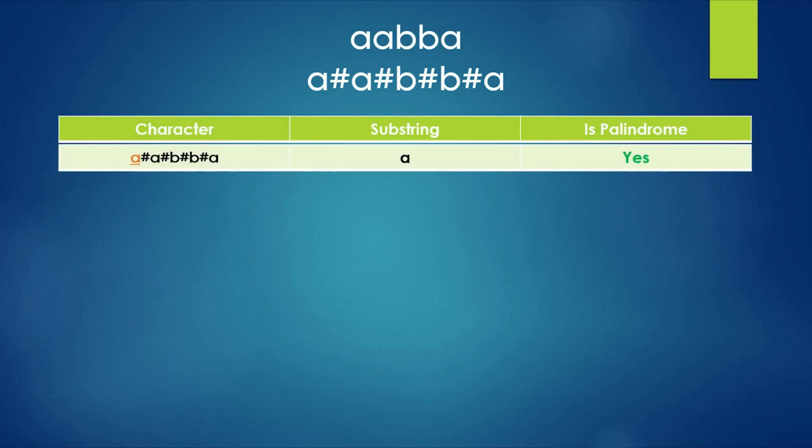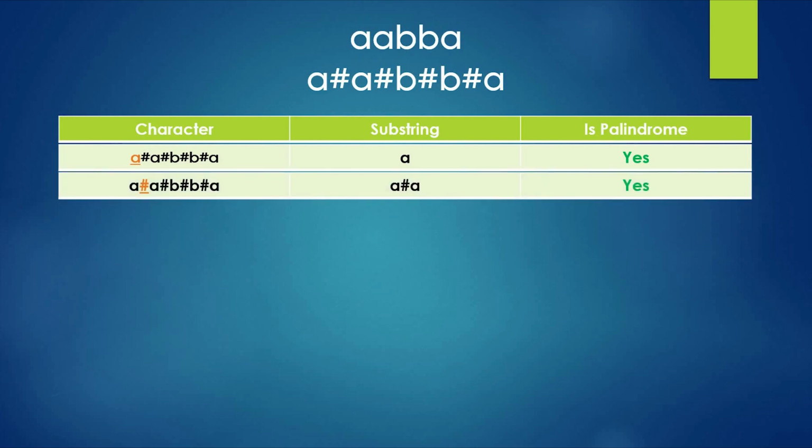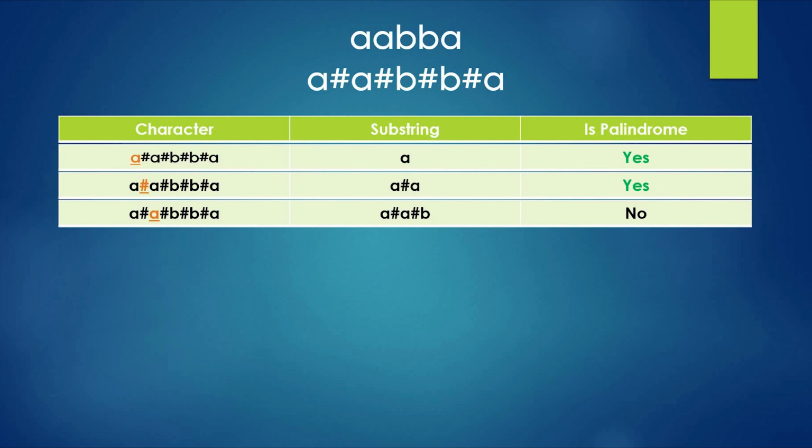We will start from the first character and create a substring from its left and right positions. For the first character, the substring will be this, and this is a palindrome because a string with a single character will always be a palindromic string. Now we will check for the second character, and its substring is also a palindromic string. Now we will check for the third, and it is not a palindromic string.